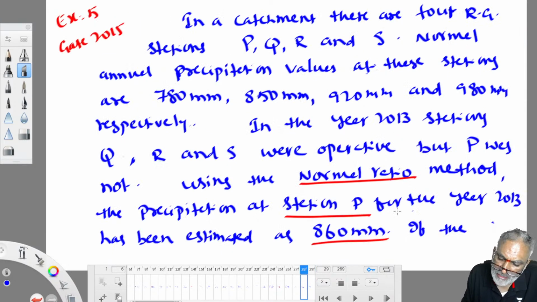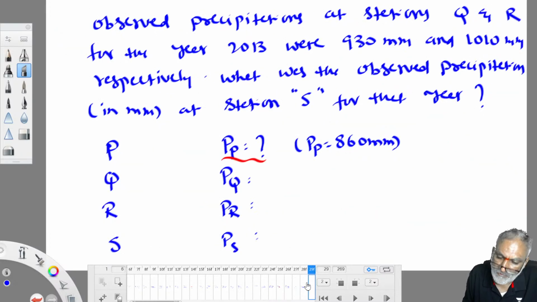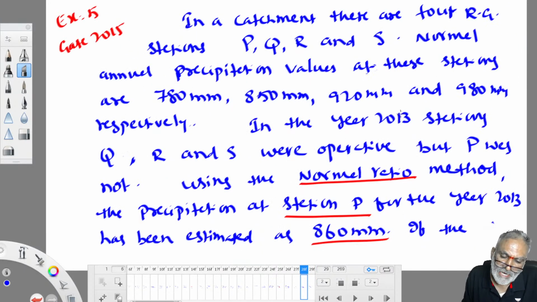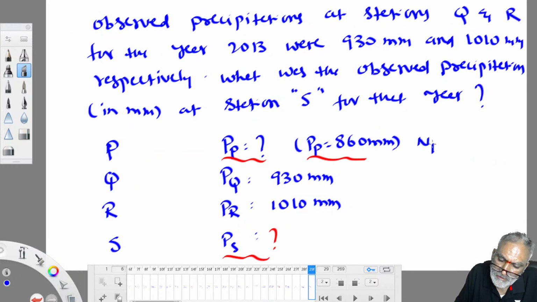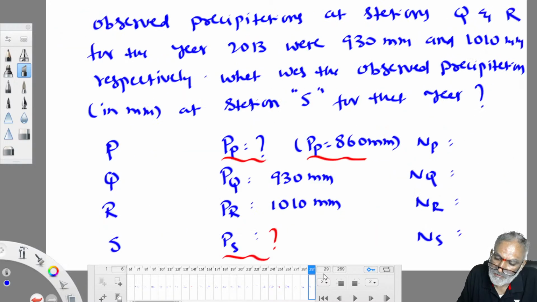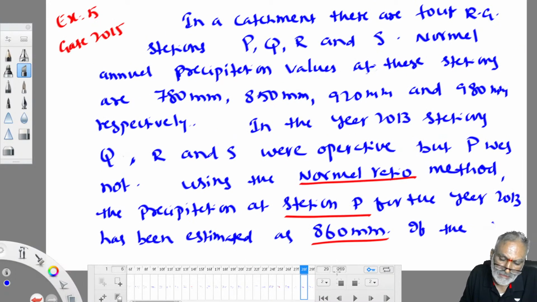Then during that period, the observed precipitation values at the remaining stations were 930 mm and 1010 mm at Q and R. And what was the observed precipitation at station S? This you have to work out. Actually this was missing and it was found by the normal ratio method. And normal annual rainfall values of all these stations are given to you. NP, NQ, NR, NS are given as 780 mm, 850 mm, 920 mm and 980 mm respectively.